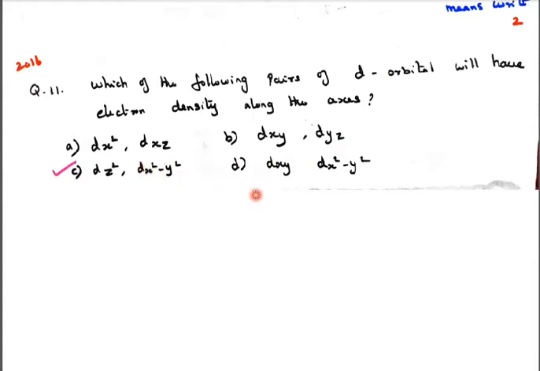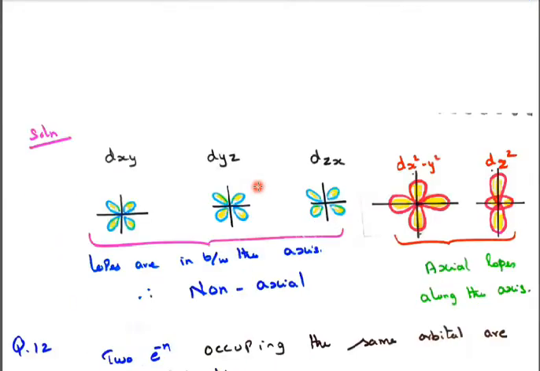All these are having two sets of axes. One is axial and the other is non-axial. Let us see the diagram. When you see the diagram, you will understand very easily. dxy, dyz, dxz: here the xy direction, yz direction and xz direction all lie in between the axes. So they are not on the axis. These lobes, which are in between the axes, are called non-axial.